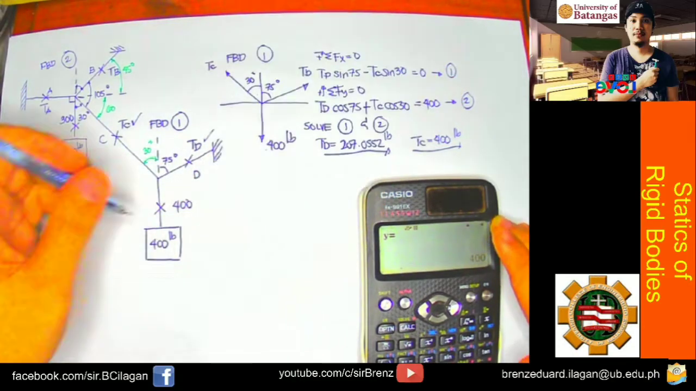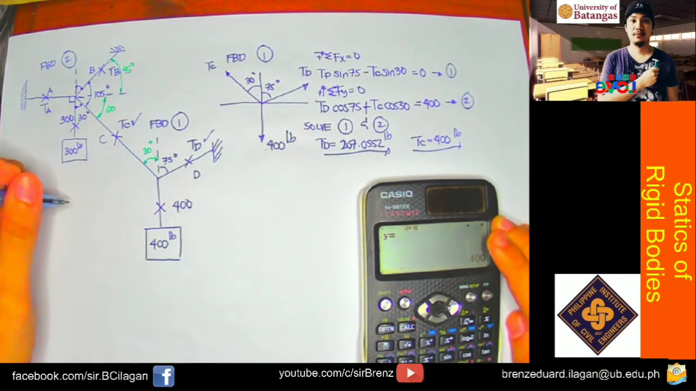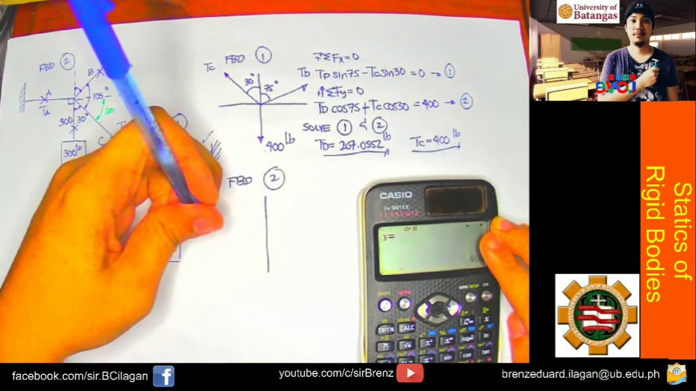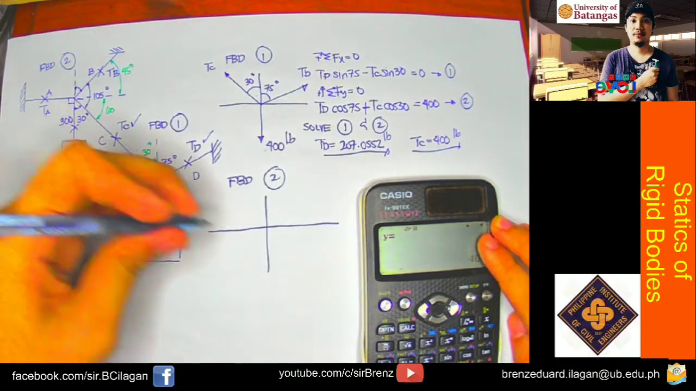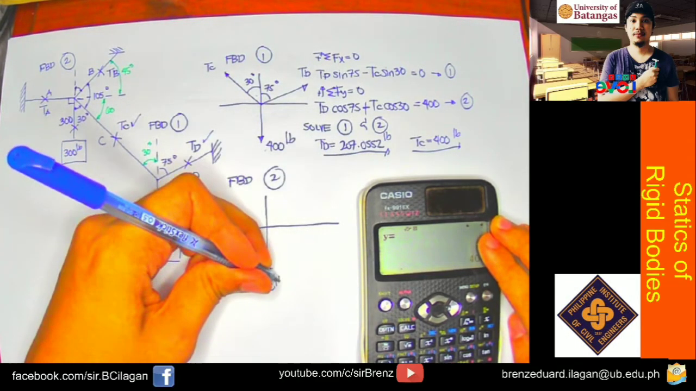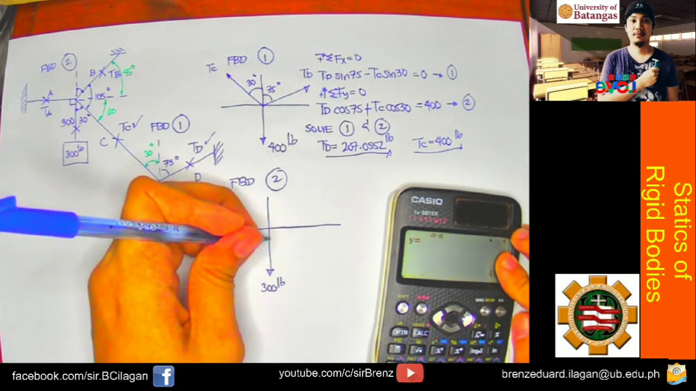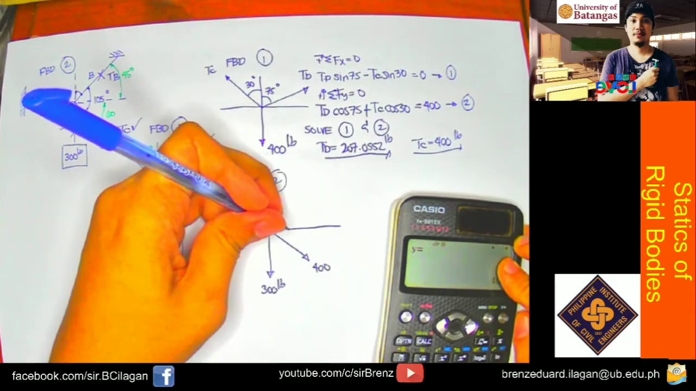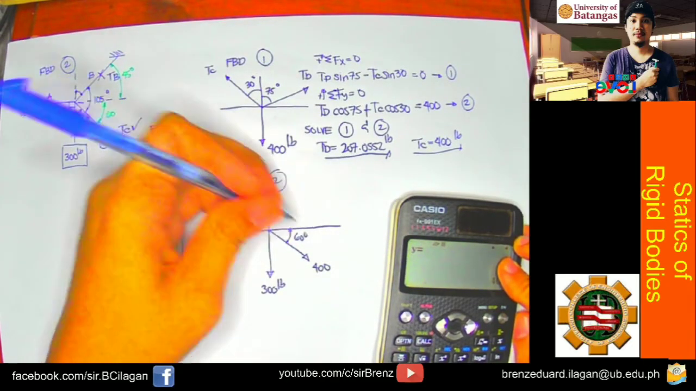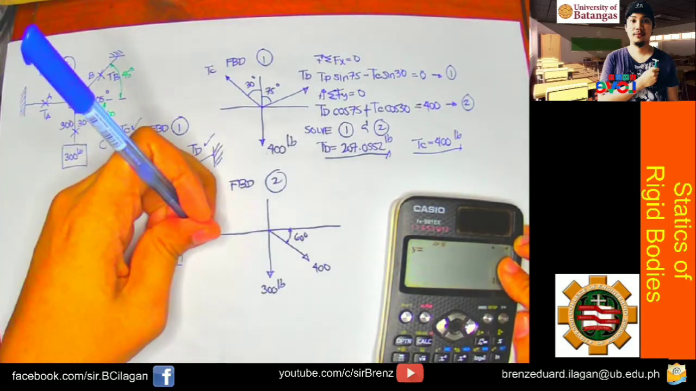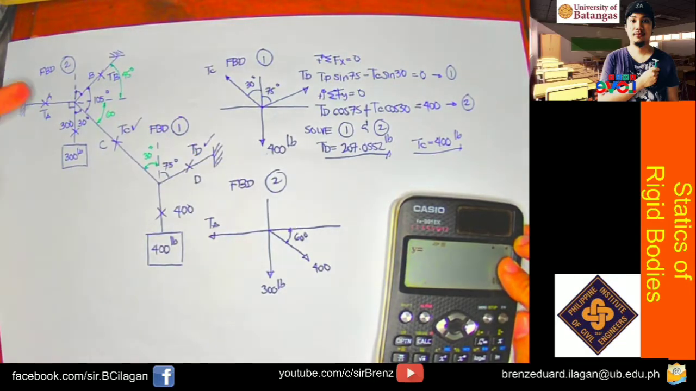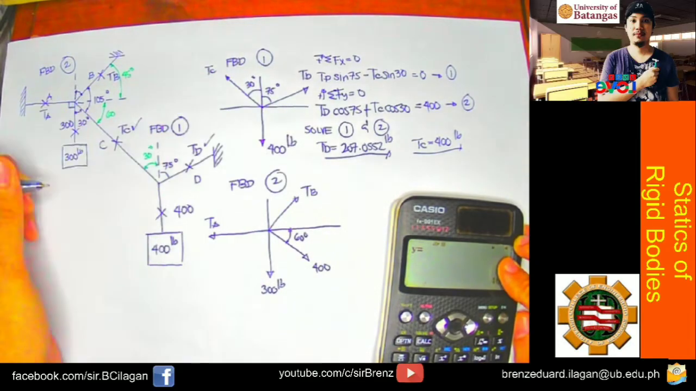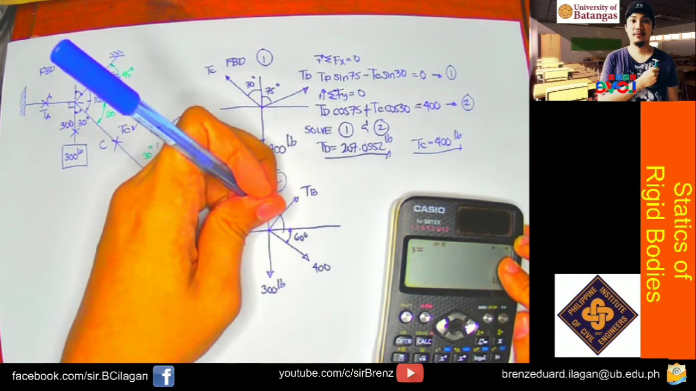So, the next will be FBD 2. Okay, so just draw the FBD 2. Again, draw the X and Y axis, and then put in the known forces. So you have 300 pound downward, and then it is connected here. So TC, which we already have a value of 400, and then just write this, 60 degrees. And then we have here TA, and we have TB. So TB is acting at 45 degrees.